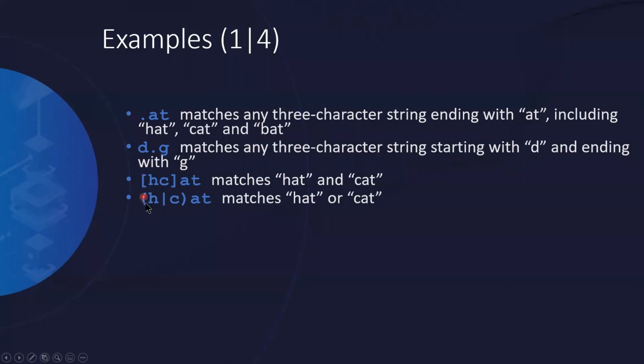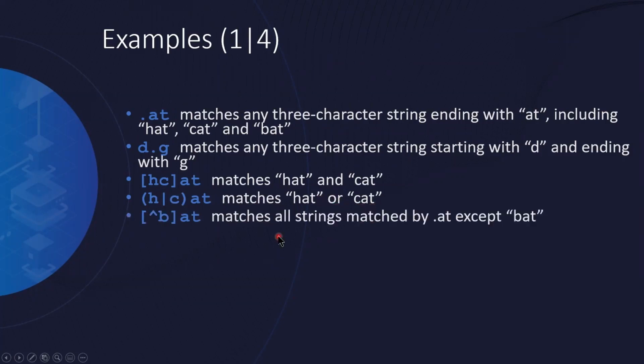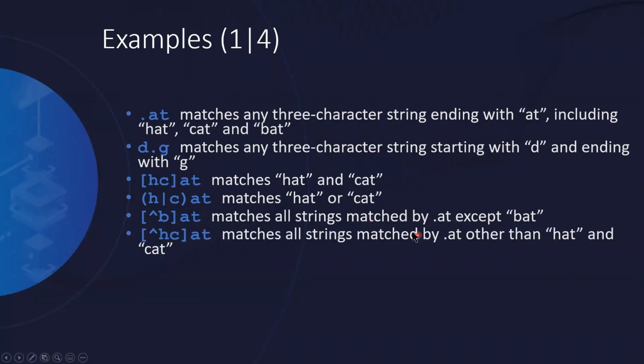If you remember, the round brackets, the parentheses, represent a group, and a vertical bar means an or. So this expression would match hat or cat. And the brackets with a caret sign in front means match everything ending in AT except bat. And in the practical example at the end, you will see this in action.